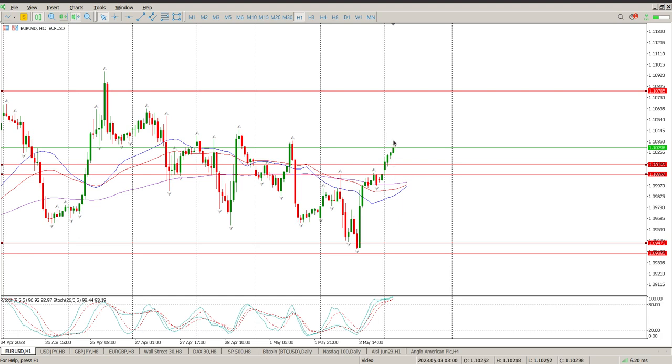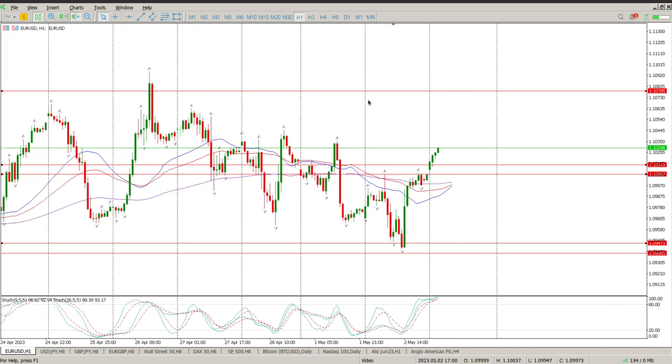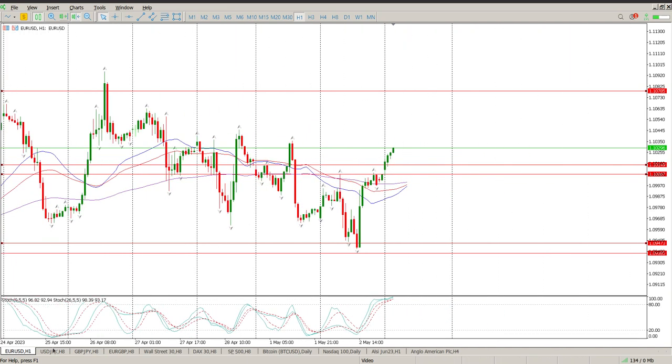But then what you'd want to do is have a pullback on structure and then a move up to come and tag this 110.785. So that's kind of the view I've got at the moment. Me personally, I'm sitting on the sidelines. I'll wait for the Feds to finish their song and dance before touching the dollar.